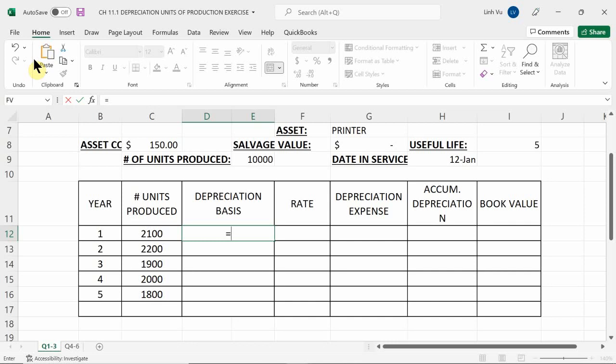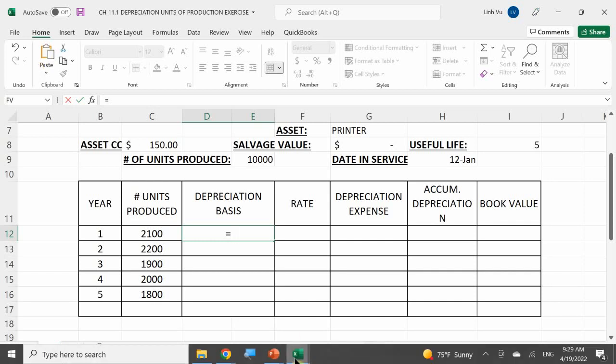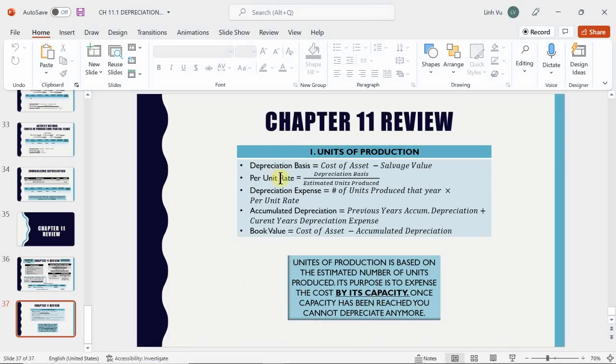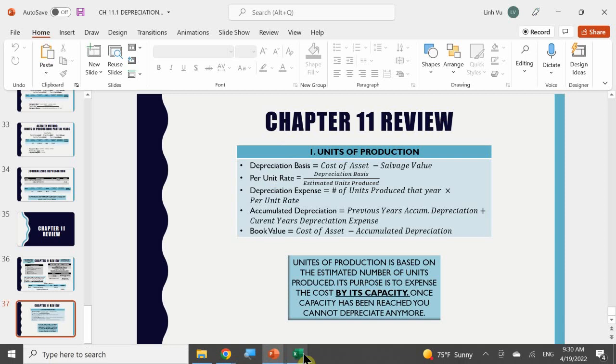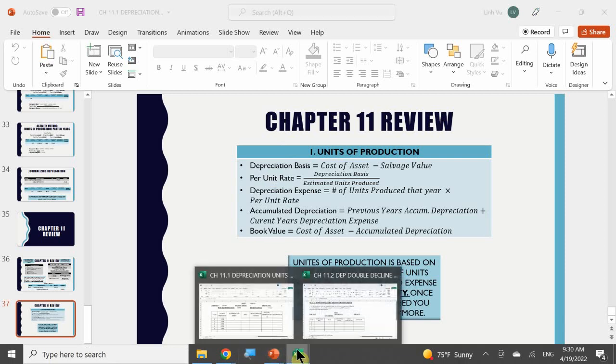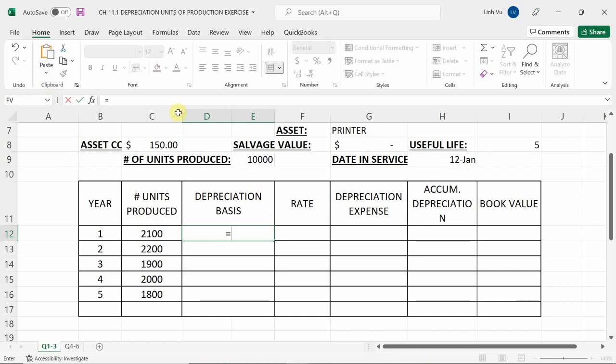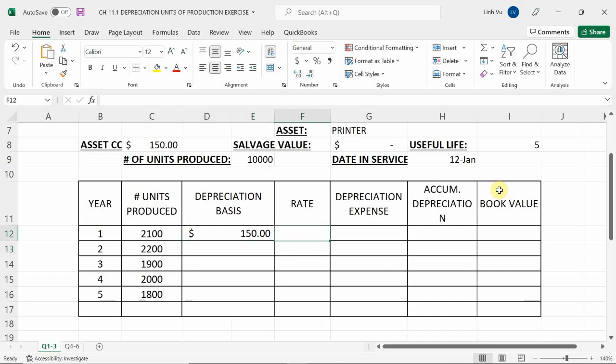Okay, so the depreciation basis is going to be cost of asset minus salvage value. So it would be just the cost of the asset since there's no salvage. Correct. So it's just going to be 150 minus salvage value, which we know is 0. So therefore, it's 150. Okay? So then how do I determine my rate?